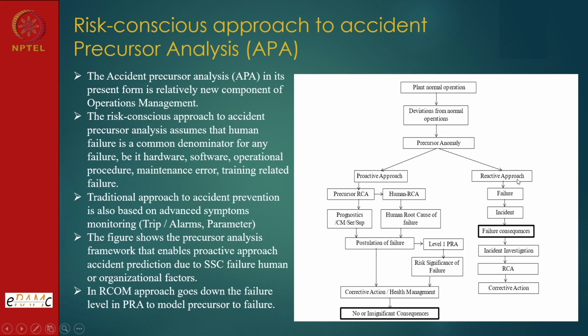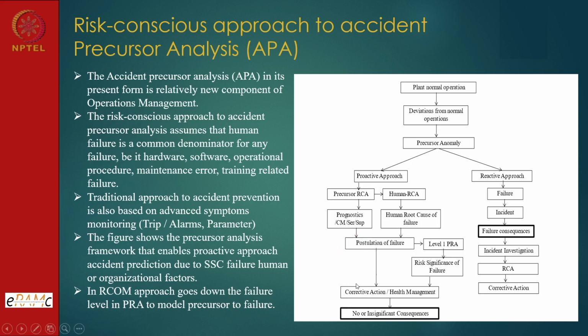The reactive approach is something which we do normally. The failure has happened, then the incident, and then this path will be followed and the corrective action program. But then we lost availability, we lost reliability, or we compromised risk also, because this was initiated after the failure. Then the proactive approach is precursor analysis and human root cause analysis. These two, if it has happened at the human level, the proactive approach is we have provision for those human root analyses. And for hardware components, it is prognostics and health management.